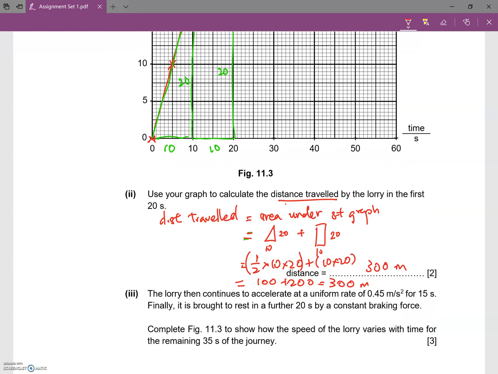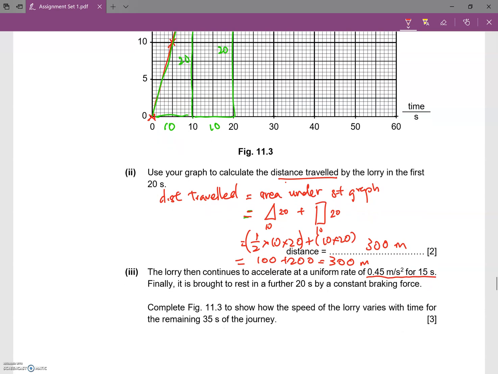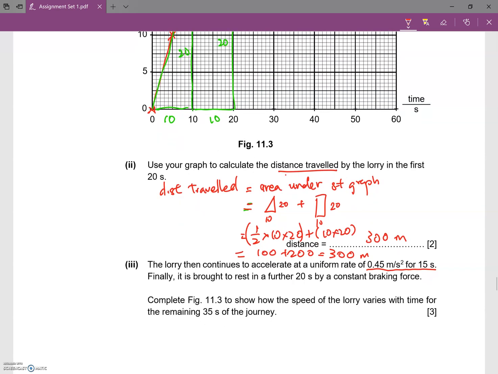It says the lorry then continues to accelerate at a uniform rate of 0.45 meter per second squared for 15 seconds. Then it's finally brought to rest in a further 20 seconds by a constant braking force. Whenever you have a constant braking force, it means that the deceleration will be constant. Now in figure 11.3, show how the speed of the lorry varies with time for the remaining 35 seconds.